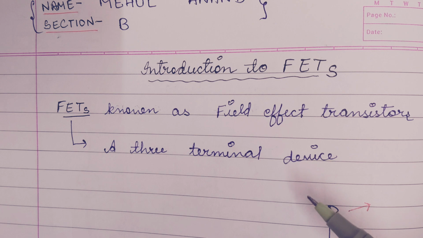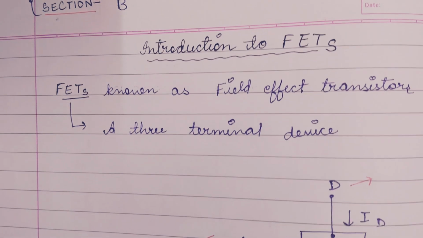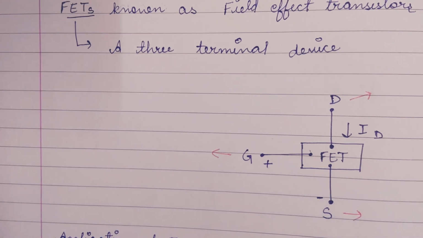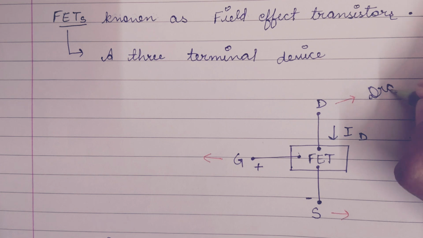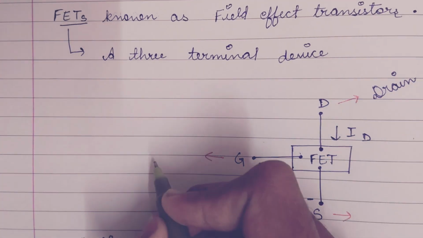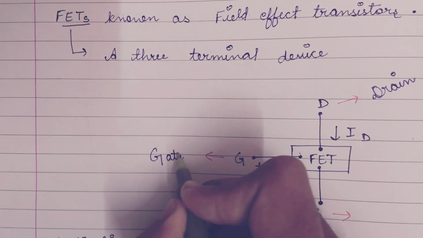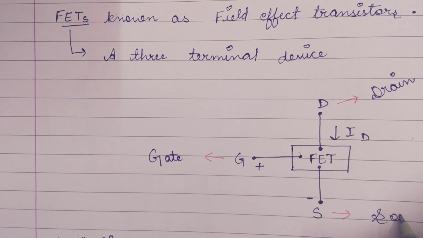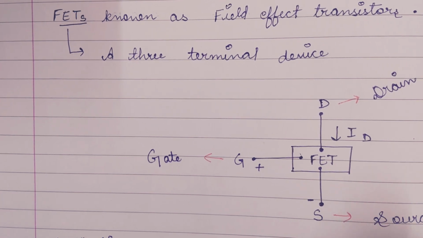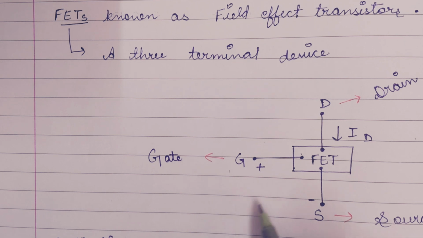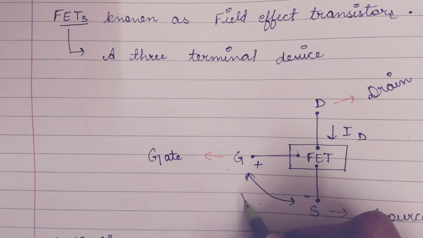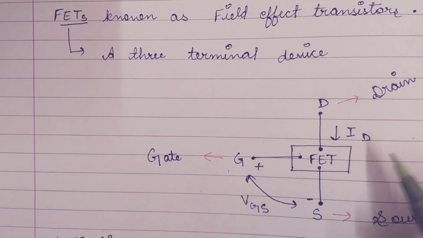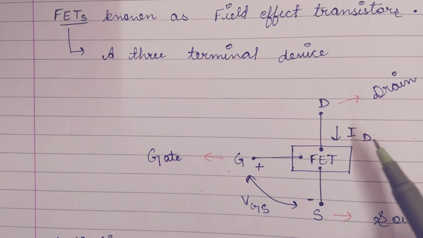Field effect transistors are a three-terminal device, as we can see in this figure, where the points D, G, and S represent three things: D is the drain, G stands for gate, and S stands for source. The voltage difference between the points G and S, or the gate and the source, is known as VGS, and ID represents the output current.